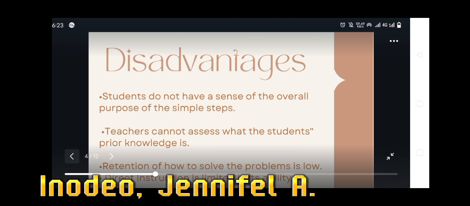So direct instruction is limited in its ability exactly because the teacher has control over what will be learned and who will learn. So this is because it is based on the old learning theories. So that's all for the disadvantages, advantages, and the direct instruction model.